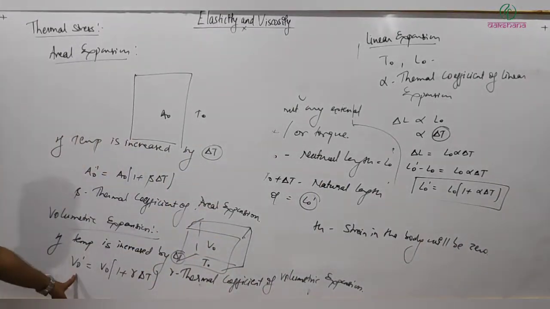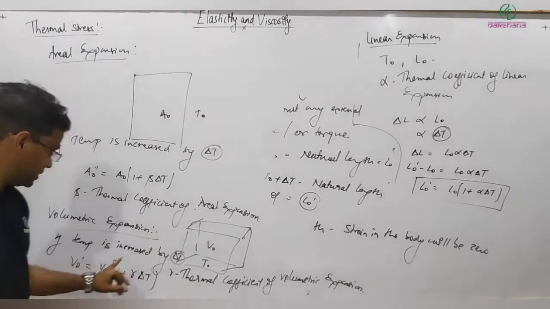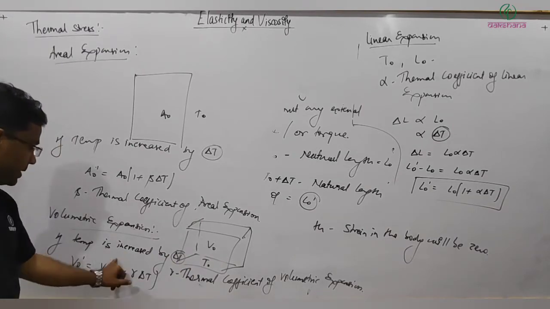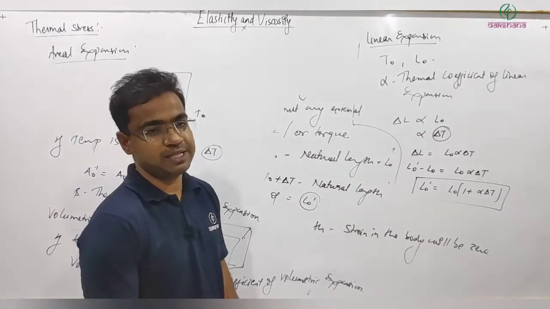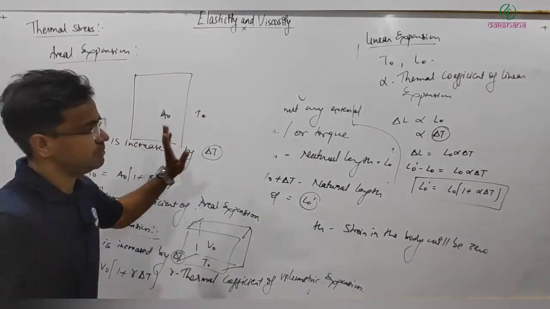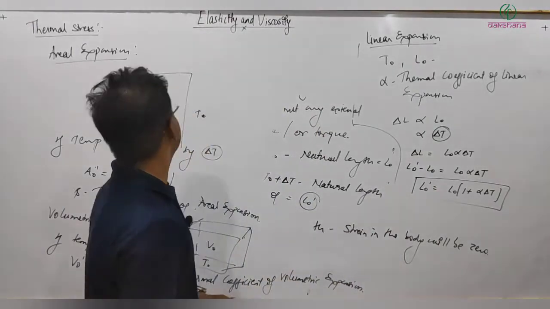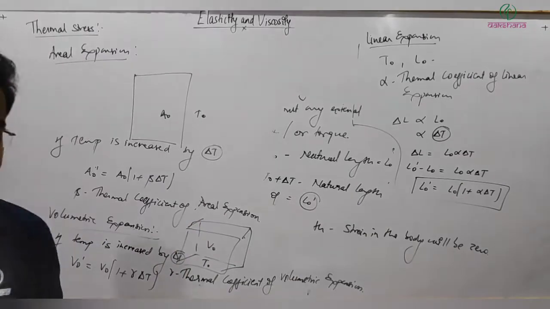So V naught prime is the volume of the body at T naught plus delta T temperature. That is V naught, the initial volume at temperature T naught, bracket 1 plus gamma delta T. Gamma is the thermal coefficient of volumetric expansion. These are just for your information. Mainly here we require the linear coefficient of linear expansion. Now let me tell you what thermal stress exactly means.